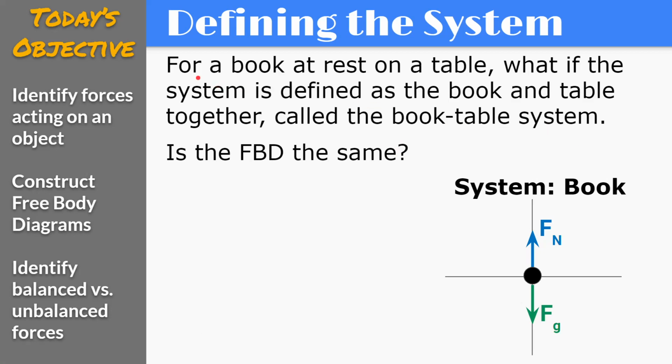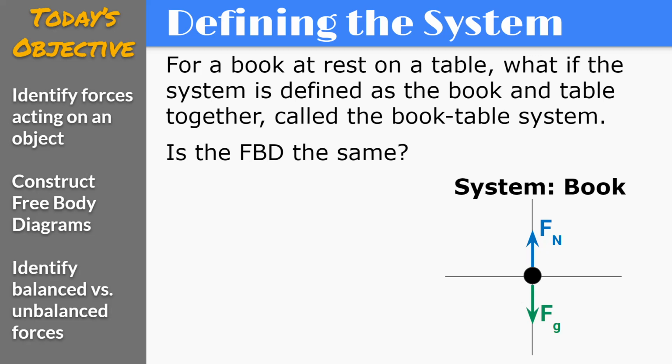Okay, whenever we draw a free body diagram like this, we also need to make sure that we define our system. So I have here a book at rest on a table. If the system is defined as the book and table together, we can call it the book table system. So right now, this is the free body diagram I had up a second ago for just the book. If I include the table in my system, and again, depending on the question that's being asked, you might have to define your system differently in different scenarios. And you'll get the hang of trying to figure out when you have to do this.